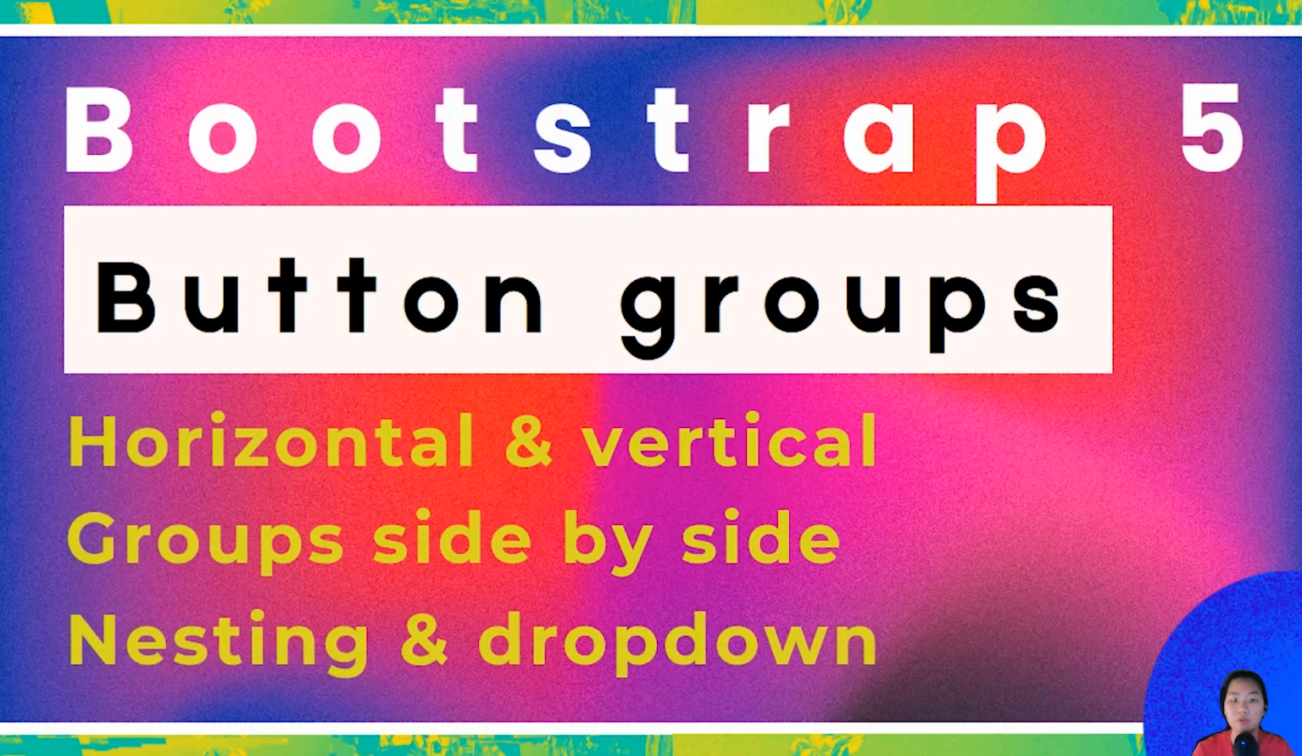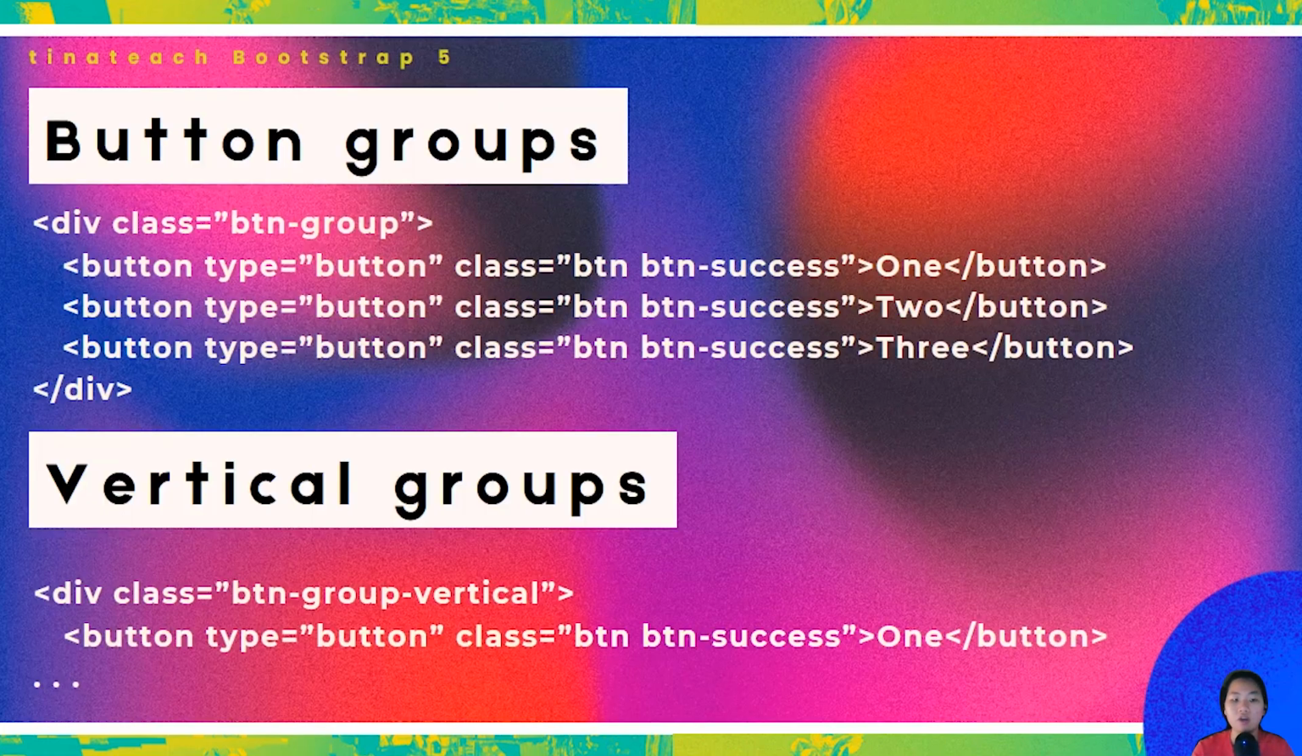Button groups is what we will be learning in this lesson. We'll be taking a look at horizontal and vertical button groups, them being side by side, and then nesting as well as drop down. So first off, button groups, which is just a group of buttons.